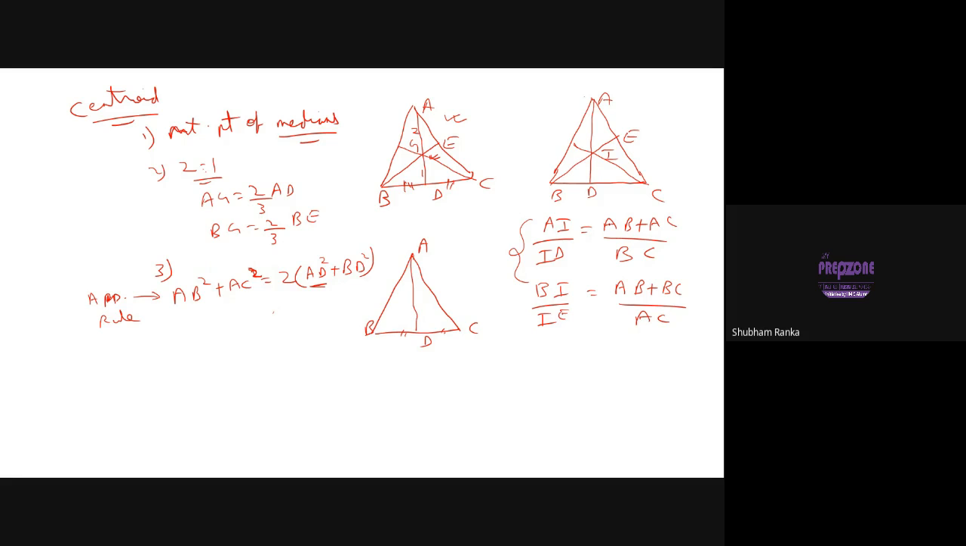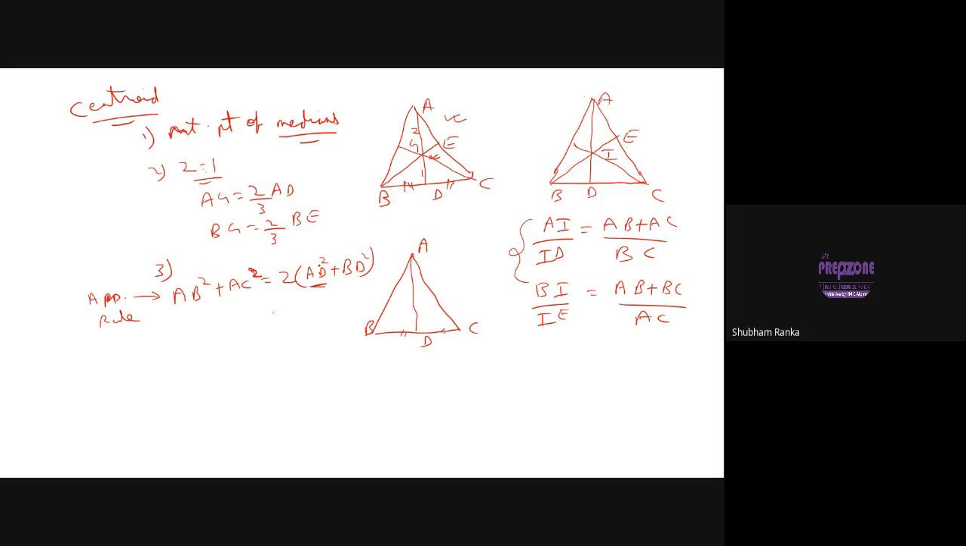Sure. Right here we have the 2:1 ratio, that the centroid divides the median in 2:1. It's a similar ratio for the angle bisector case. So AI by ID, where I is the incenter, will be AB plus AC by BC. Wherever you're drawing the angle bisector from, the root vertex, the sides that are joining up to it come in the numerator and the third side comes in the denominator. Similarly, if we write it for this, then BI by IE, originating from B, will be AB plus BC upon the third side, which is AC. Make sense? Okay.